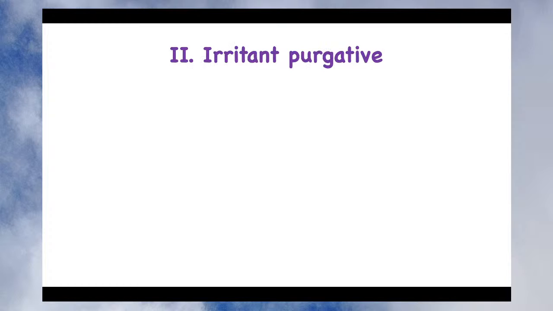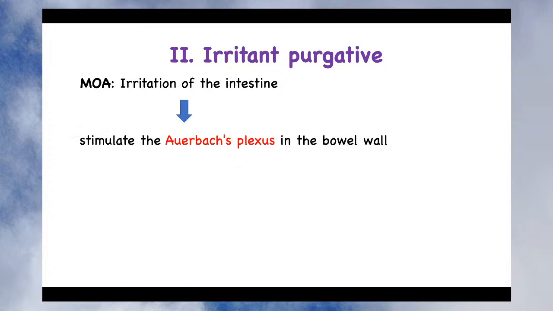The next class is the irritant purgative. Irritant purgatives have a very interesting action. They produce irritation of the intestine, and due to this irritation there is stimulation of Auerbach's plexus in the bowel wall. Basically, Auerbach's plexus is a group of neurons responsible for enhancing peristaltic movement. If this plexus is not stimulated, there will be no enhancement of the peristaltic movement.